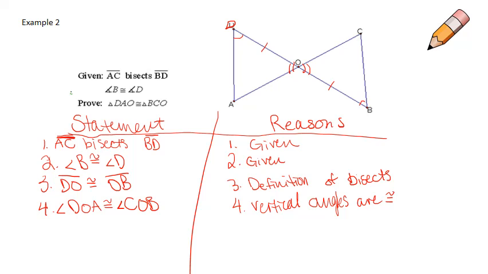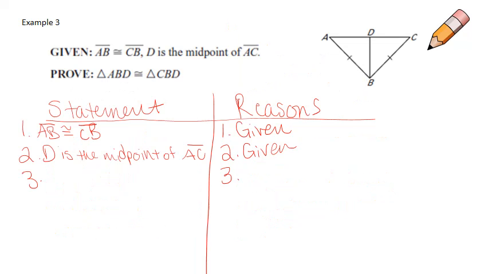So do we have enough information now to determine if these two triangles are congruent? Yeah, we do. We have two corresponding congruent angles and one congruent corresponding side. So we know by angle, side, angle that these two triangles are in fact congruent. So our last statement then is our proof statement, which is triangle DAO is congruent to triangle BCO.